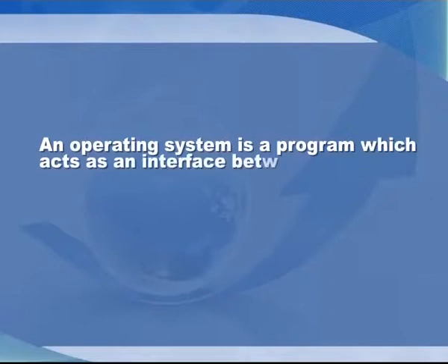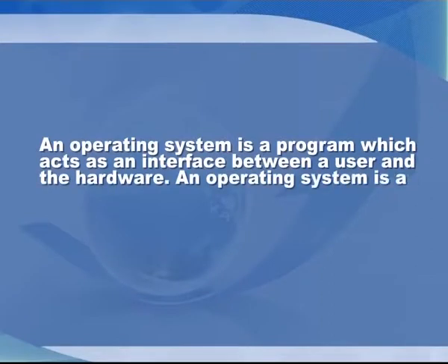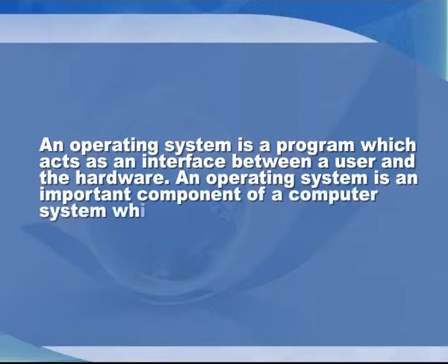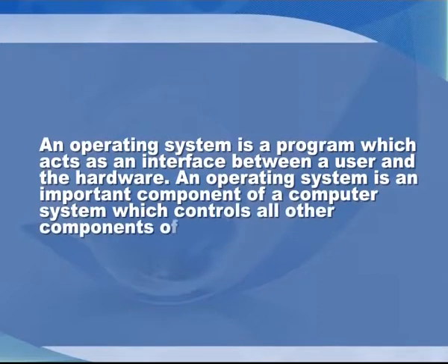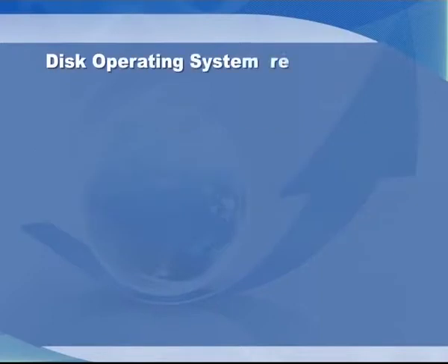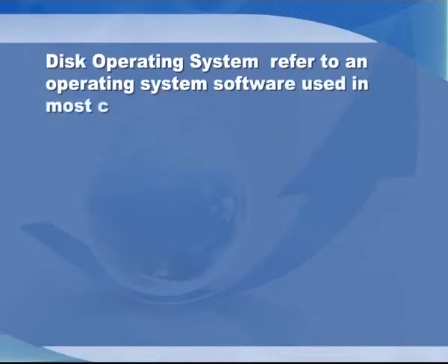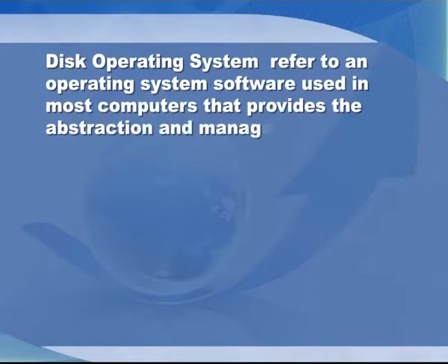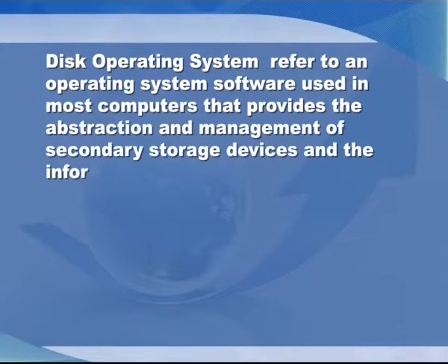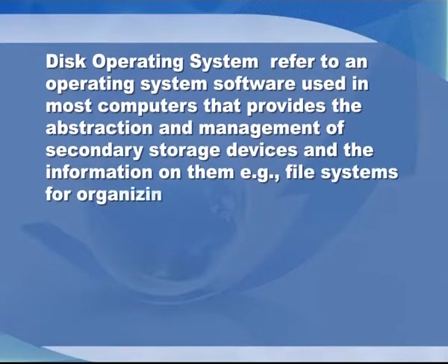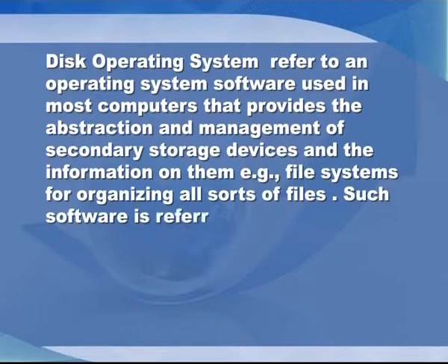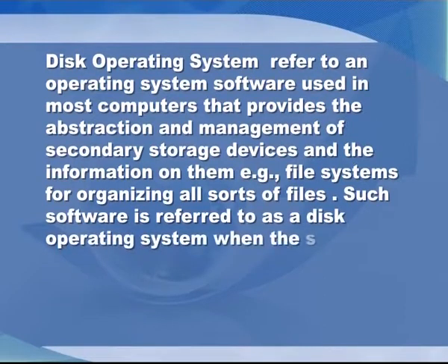Let us quickly now summarize what we have learned today. An operating system is a program which acts as an interface between a user and the hardware. An operating system is an important component of a computer system which controls all other components of the computer system. Disk operating system refers to an operating system software used in most computers that provides the abstraction and management of secondary storage devices and the information on them. Example, file systems for organizing all sorts of files.